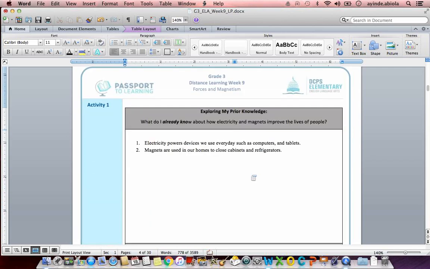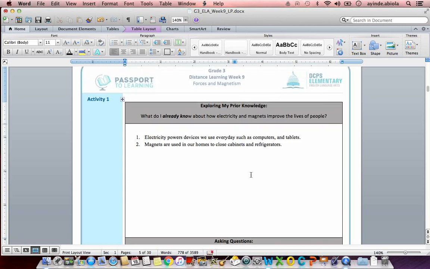Let's keep going. All right, so activity one, exploring my prior knowledge. All this is asking us to do is write down anything and everything that we already know about how electricity and magnets improve the lives of people. So I have some examples here, but feel free to add more, and I really do encourage you to push further and add more than just the 2 examples that I've written down.